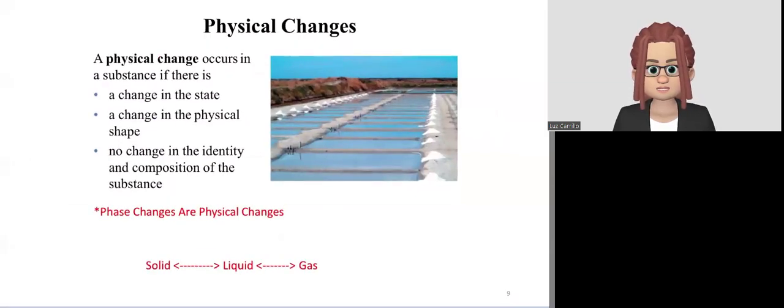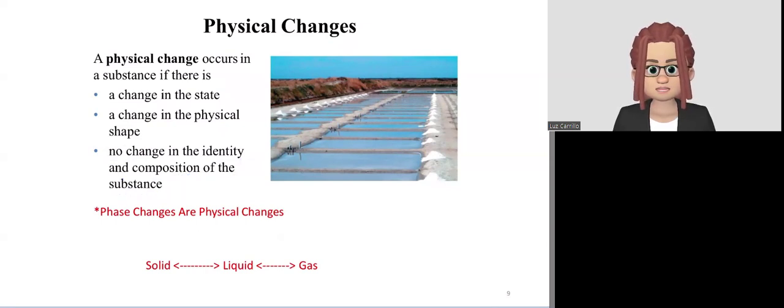In addition to matter having chemical and physical properties, matter can also undergo changes. And those changes can be physical or chemical. We are first going to talk about physical changes. When it comes to physical changes, they occur if a substance has a change in the state, a change in the physical shape, or no change in the identity and composition of the substance.